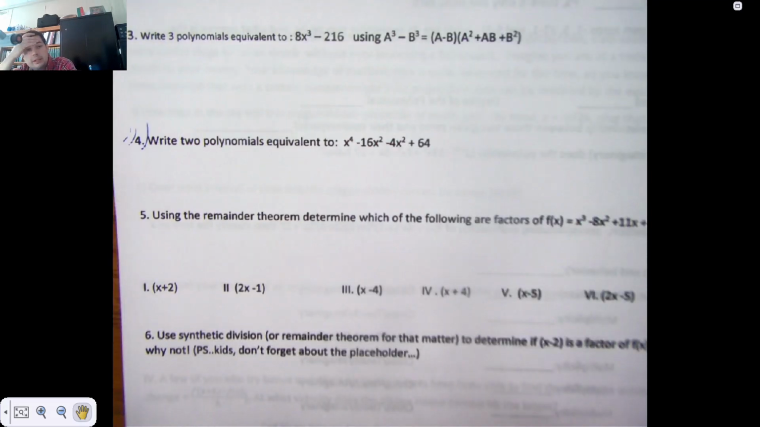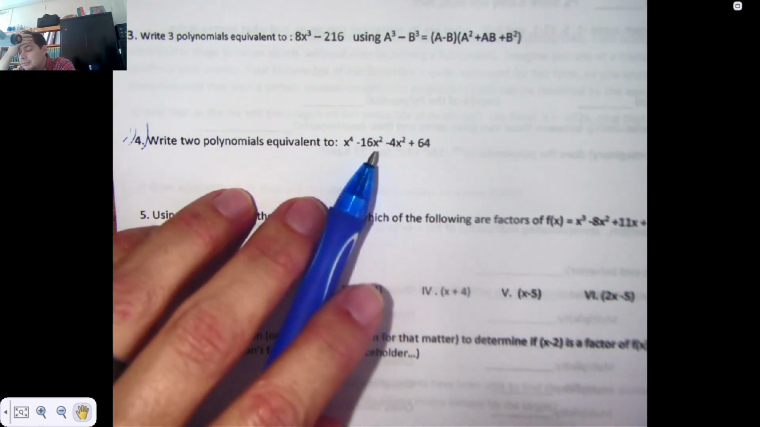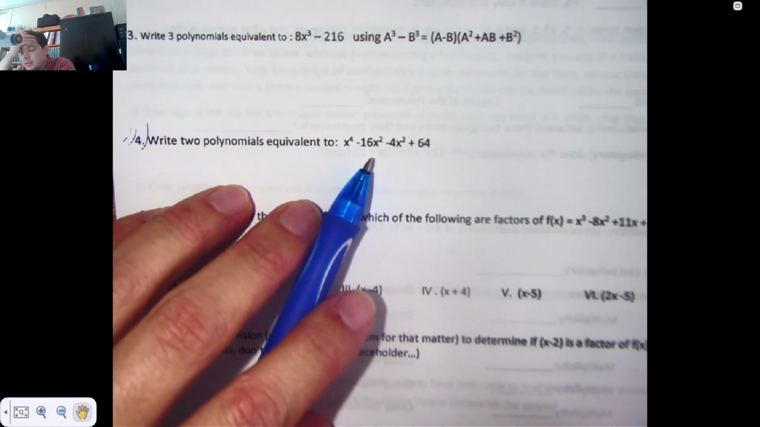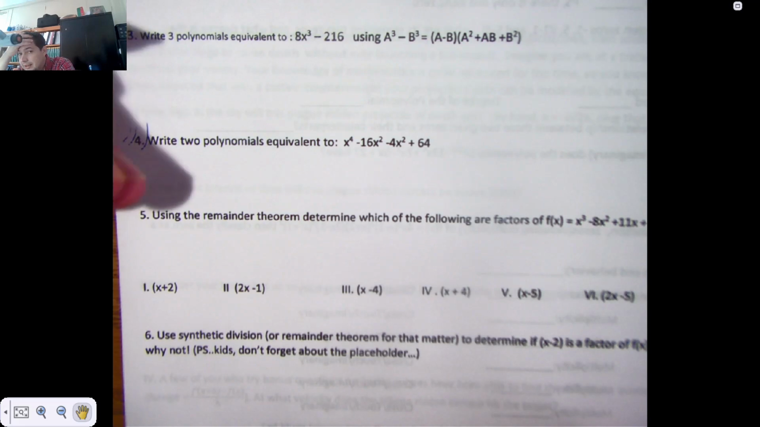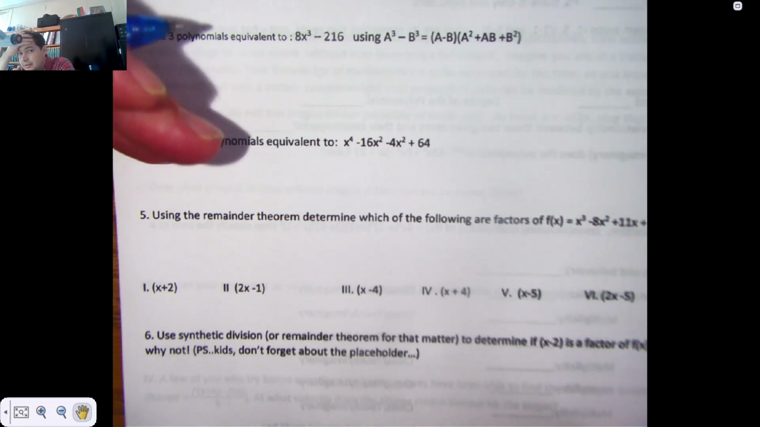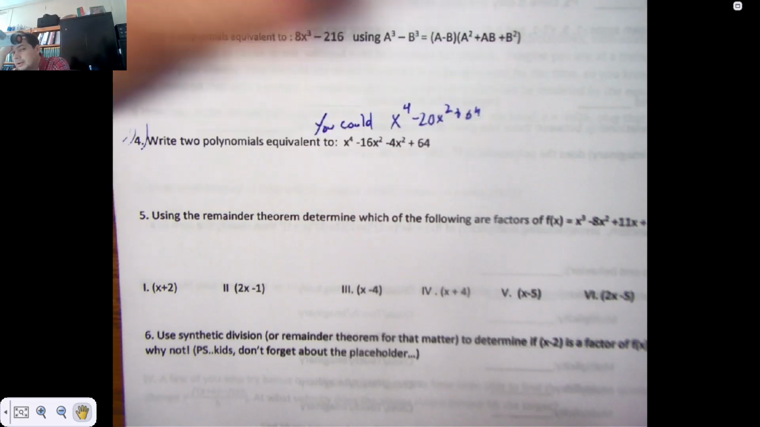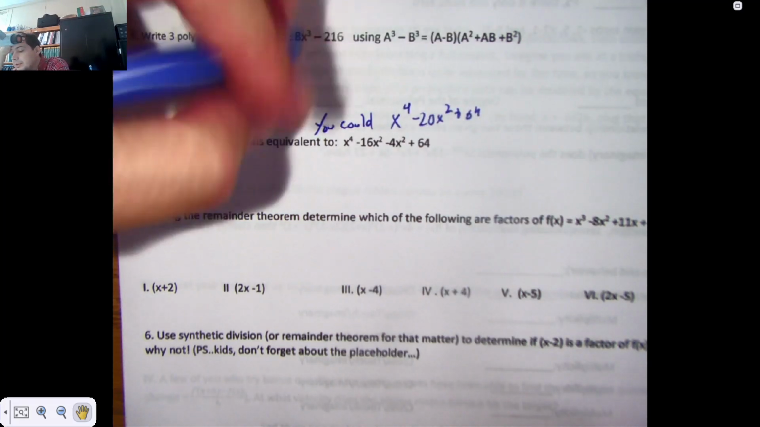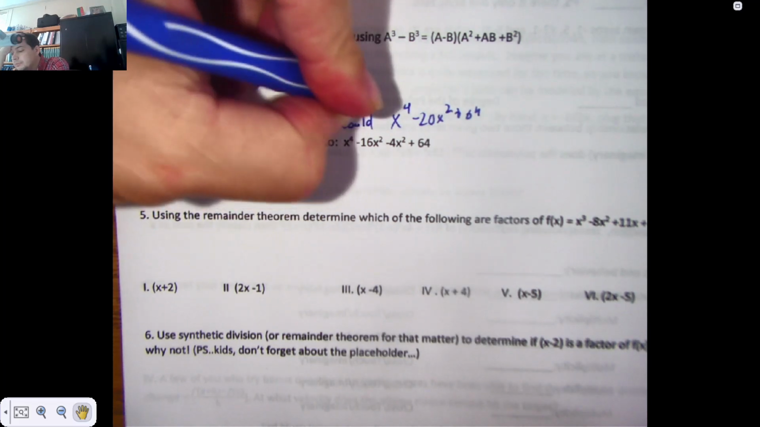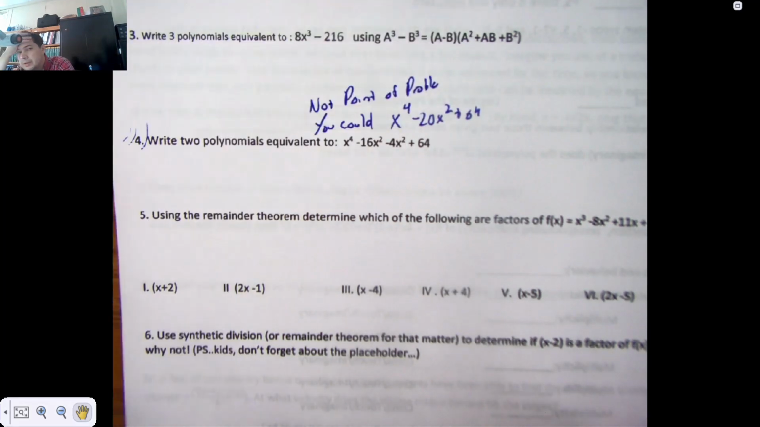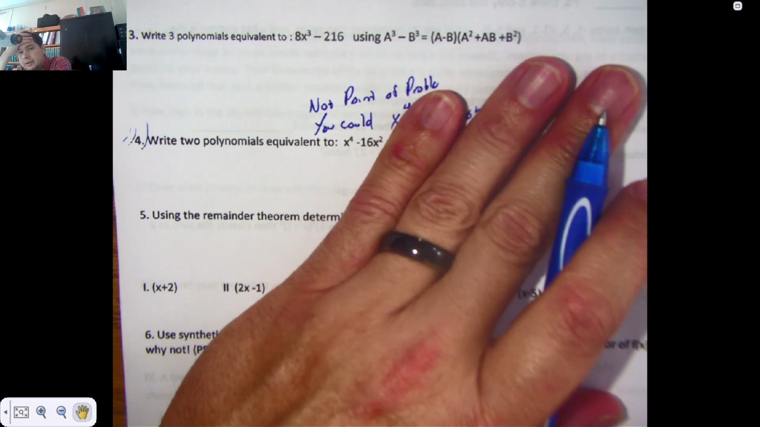Let's see here. I actually had to stop earlier because I noticed that this one had a mistake and I had to correct it before I went to the copier. This one's kind of an odd problem. There's probably lots of ways you can rewrite it. The goal of this one is actually to be done by factoring by grouping. You could do x to the fourth minus 20x squared plus 64, but that's not the point of the problem. Whatever's on the test, you won't be able to do that with this one. I hope you get that, okay? The goal is to make a kid do factoring by grouping. That's the goal.